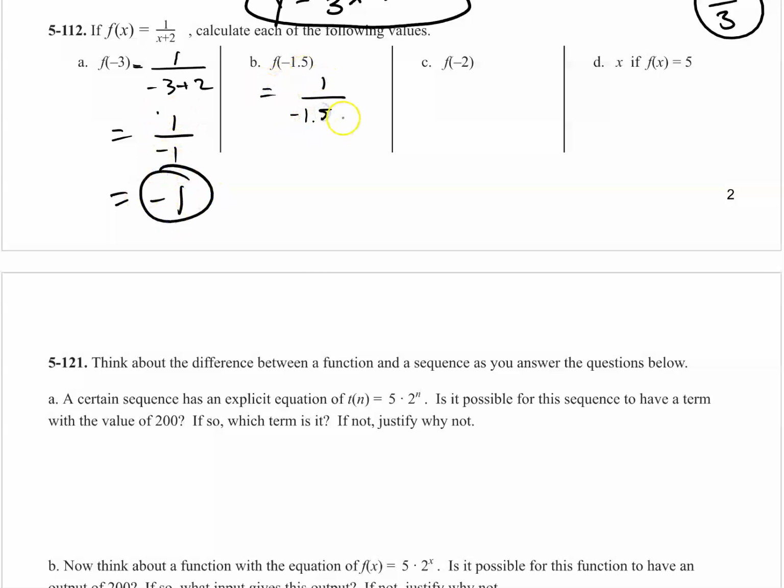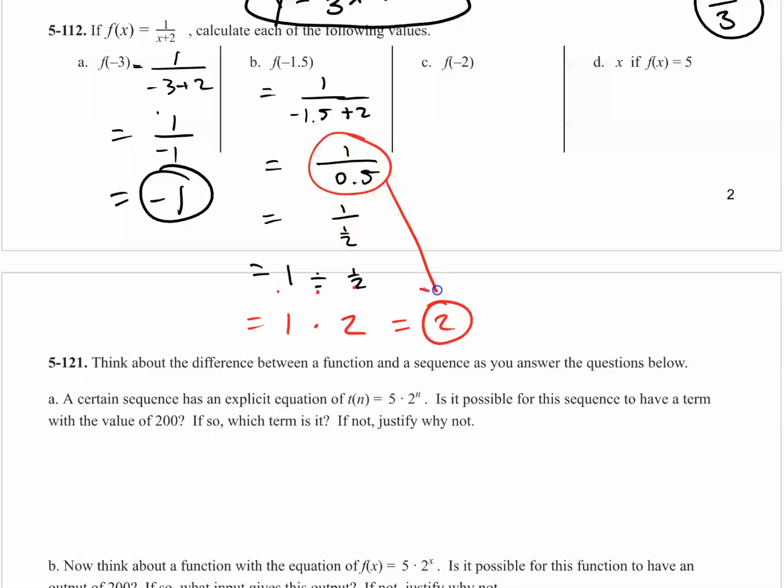Replace x with -1.5. So we take -1.5 and then we add 2 to it. Use your calculator if you have to, that's going to be 0.5. Do you know that 0.5 is the same as a half? So we're basically saying here 1 divided by a half. And when you divide by a fraction, you keep, change, flip. Keep the 1, change the division to times, and then flip the fraction upside down. 1 times 2 is 2. You can also use your calculator. 1 divided by 0.5, and that'll take you to 2.